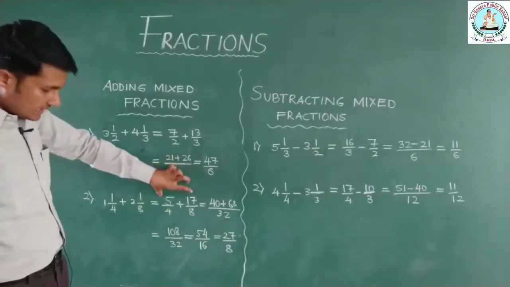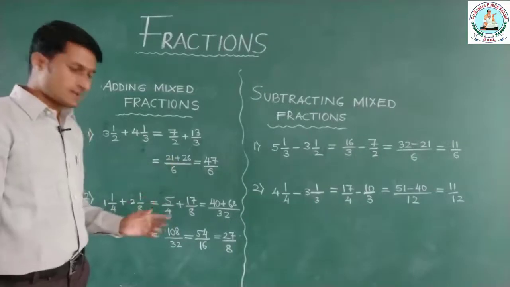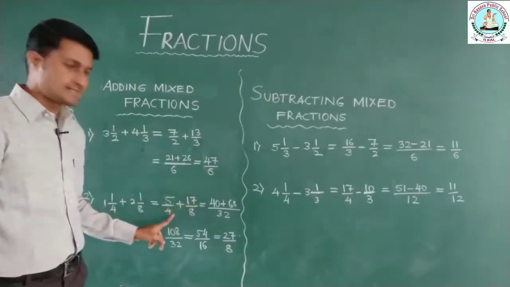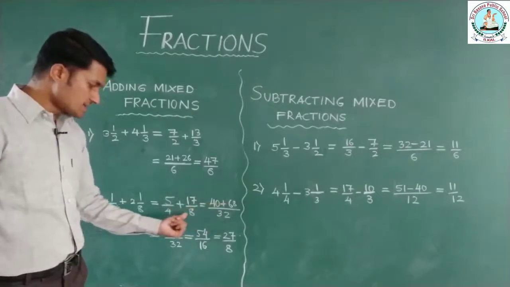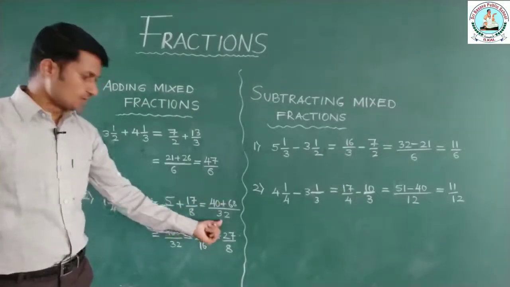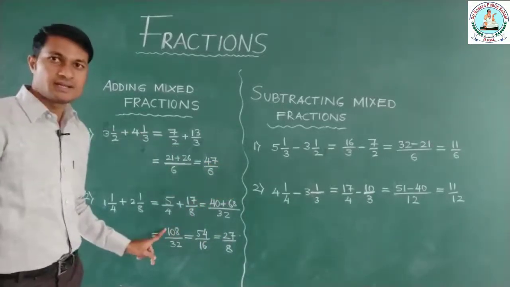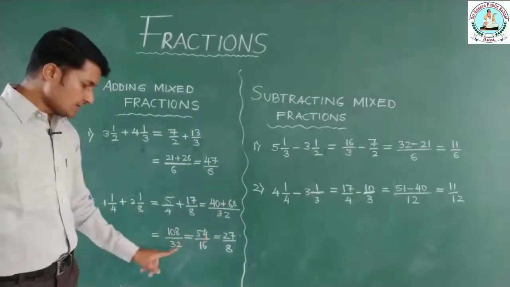Now we got unlike fractions, so just cross multiply here. 5 8s are 40, 17 4s are 68, and 4 8s are how much? It is 32. So 40 plus 68 will be how much? It is 108, and 32 as it is.